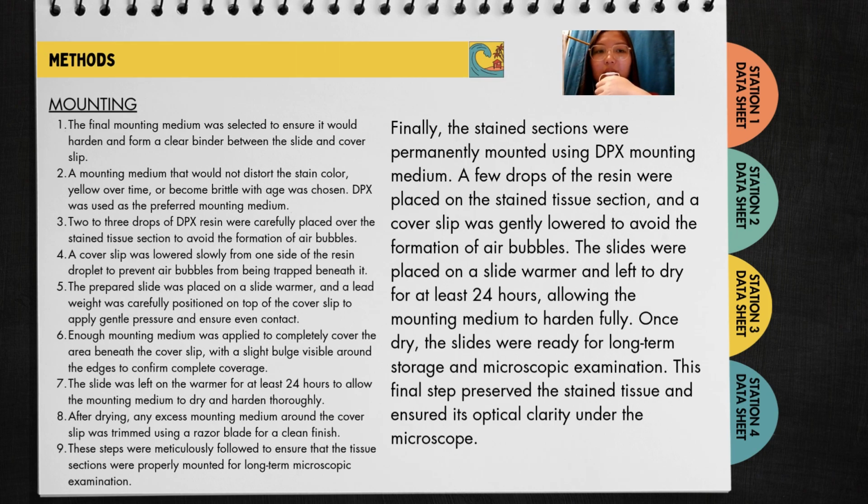Mounting. Finally, the stained sections were permanently mounted using DPX mounting medium. A few drops of the resin were placed on the stained tissue section, and the cover slip was gently lowered to avoid the formation of air bubbles. The slides were placed on a slide warmer and left to dry for at least 24 hours, allowing the mounting medium to harden fully. Once dry, the slides were ready for long-term storage and microscopic examination. This final step preserved the stained tissue and ensured its optimal clarity under the microscope.